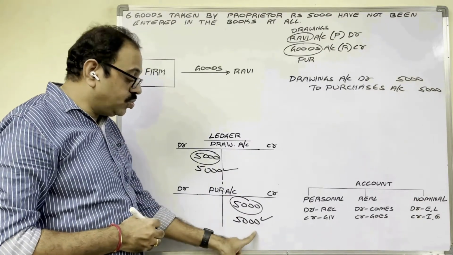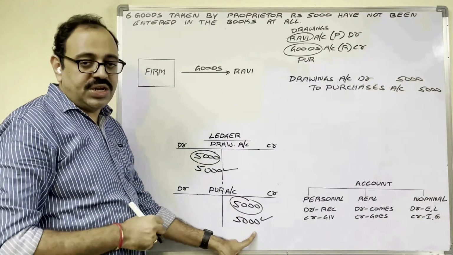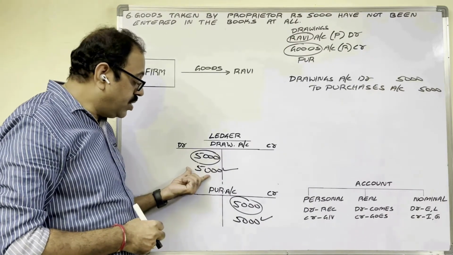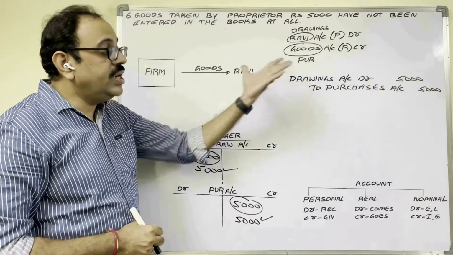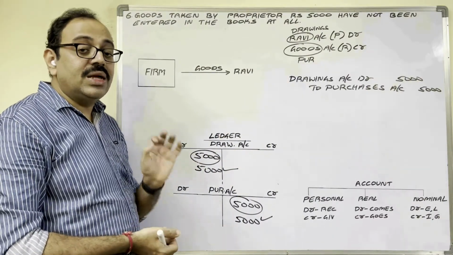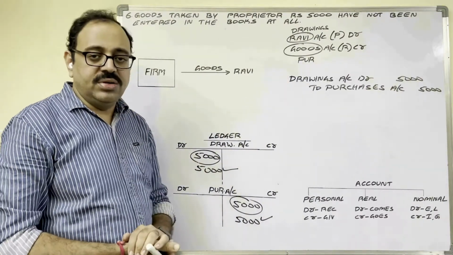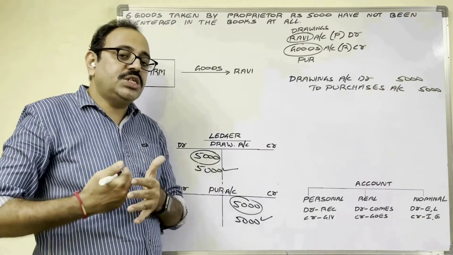So based on these two answers, let us fill the journal entry. Drawings account debit to purchases account. So they have not recorded this transaction. This is the mistake of complete omission. How to rectify complete omission mistake?